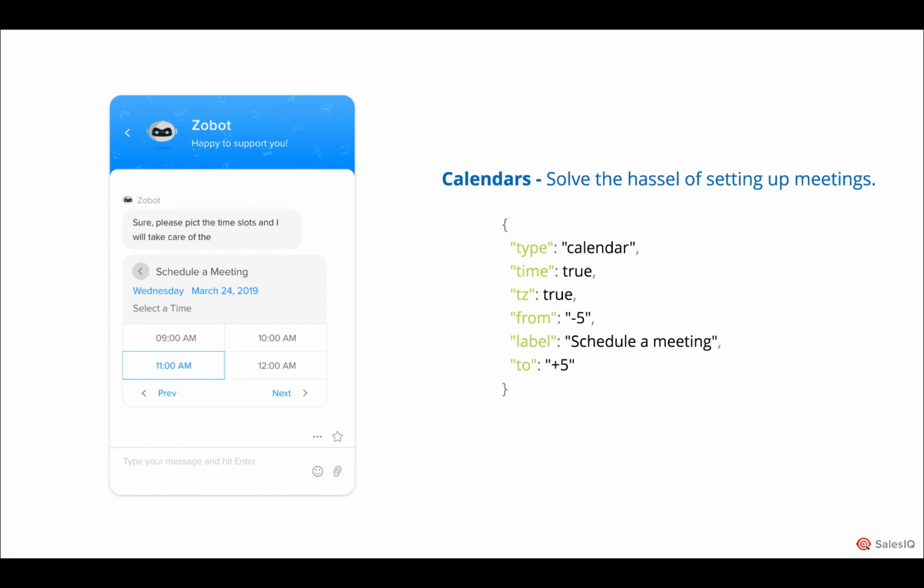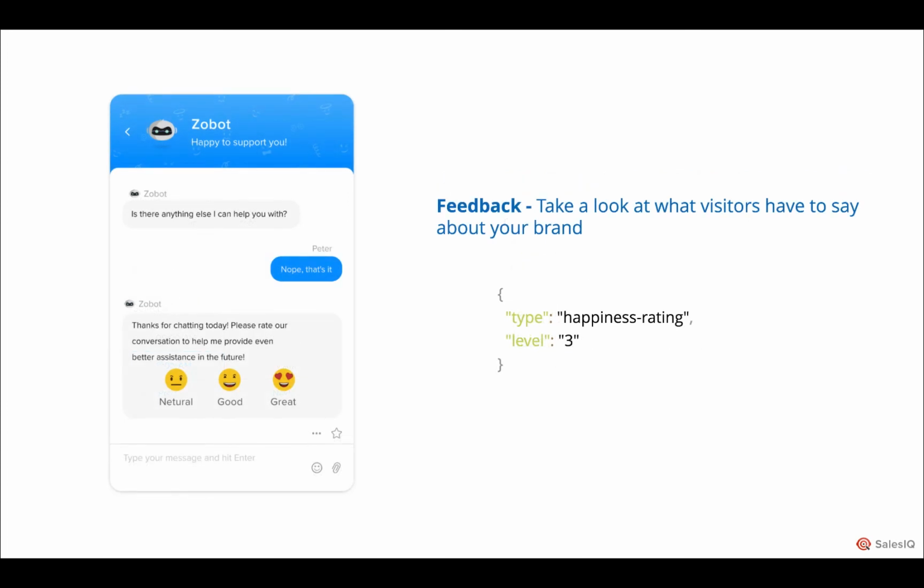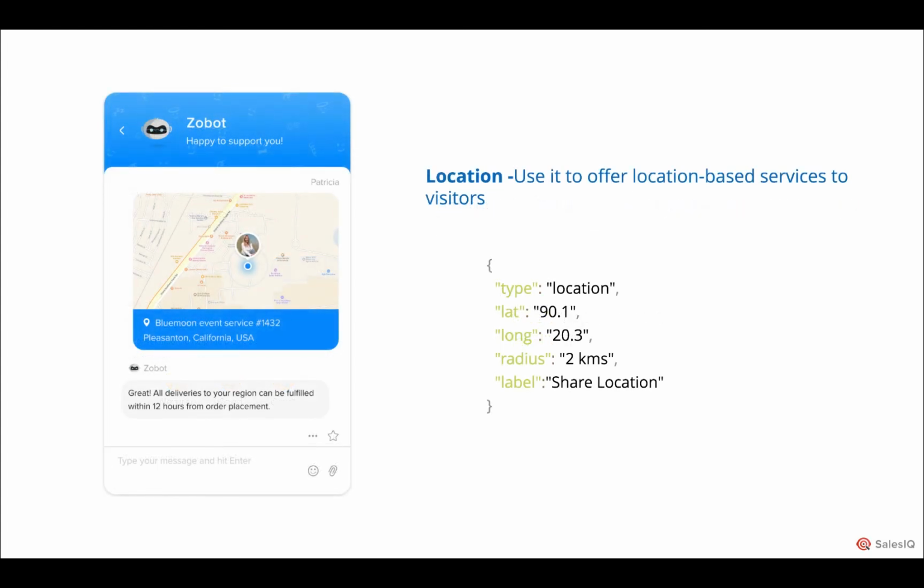And then you have feedback widgets like star rating, happiness rating, and like button that can be helpful in interpreting what your visitors have to say about you and your brand. And then you have location widgets that we had looked at to offer location based services in case of scheduling test drives or delivery of products that were bought online, etc. So you also have input cards to get the visitor's name, email address, and so much more.